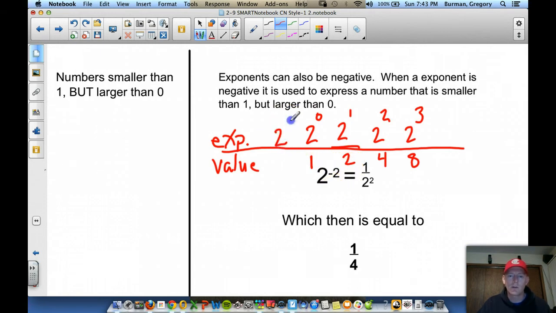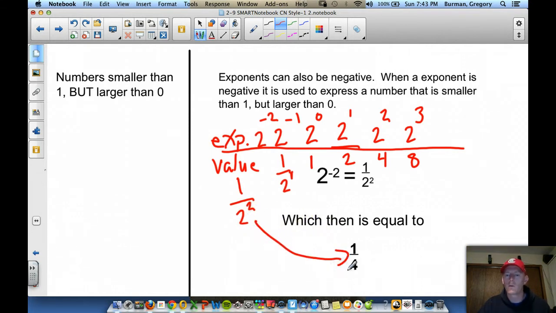So if I have a 2 to the negative first, now I have to divide 1 by 2, which is 1 over 2 to the first. If I have a 2 to the negative second, that means I have 1 over 2 to the second, which is down here, 1/4. Because our pattern, going from right to left, was to divide by whatever our base was, we're going to have fractions when we get into negative exponents.